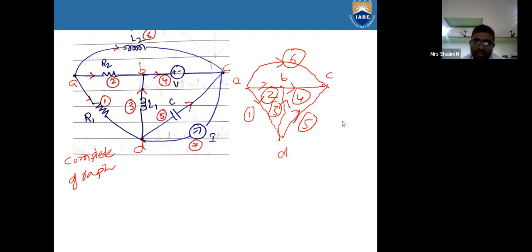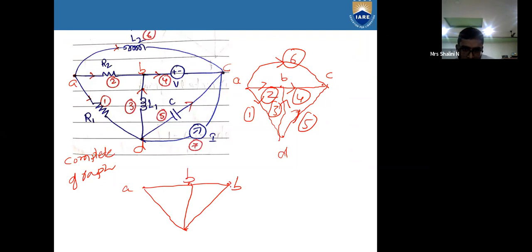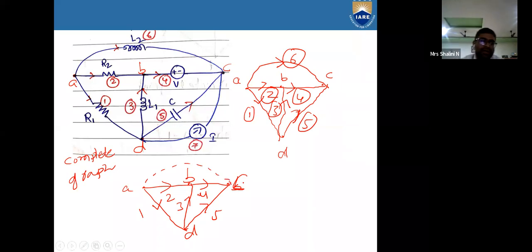What is an incomplete graph? You can understand here: A, B, C, and this D. This is an incomplete graph. Why? Tell me. The sixth branch is not present there. So this graph is called an incomplete graph.